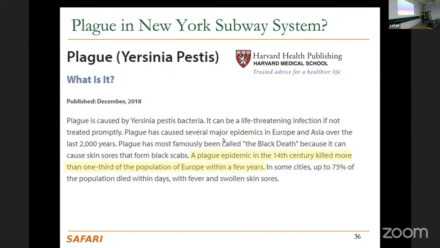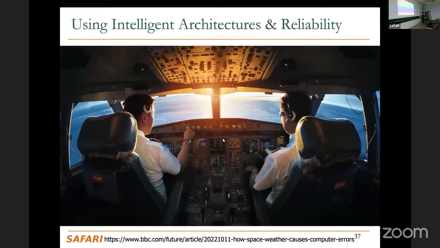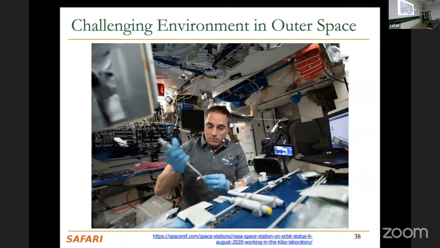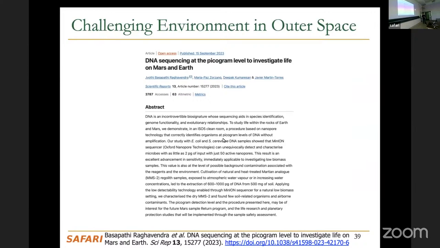So this is also one of the more serious scenarios, where you don't want to do inaccurate analysis for such sensitive data. And of course, we want to use intelligent architectures, and we want reliability when using them, because we want to do genome analysis not just in certain environments like on Earth, but people also do sequencing and analysis in space and also on Mars.